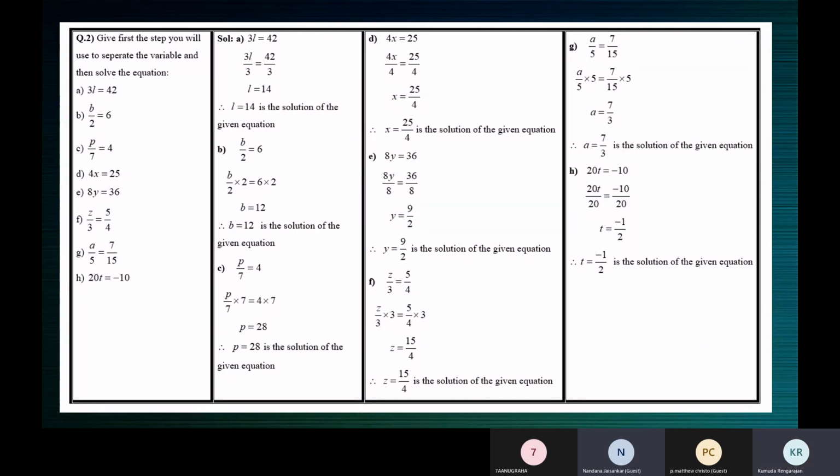What happens to that 8 in the left hand side? 8 and 8 in the left hand side, what happens to that? They will be cancelled, ma'am. They'll be cancelled. So y is alone now. Y is separated. Okay, very good.